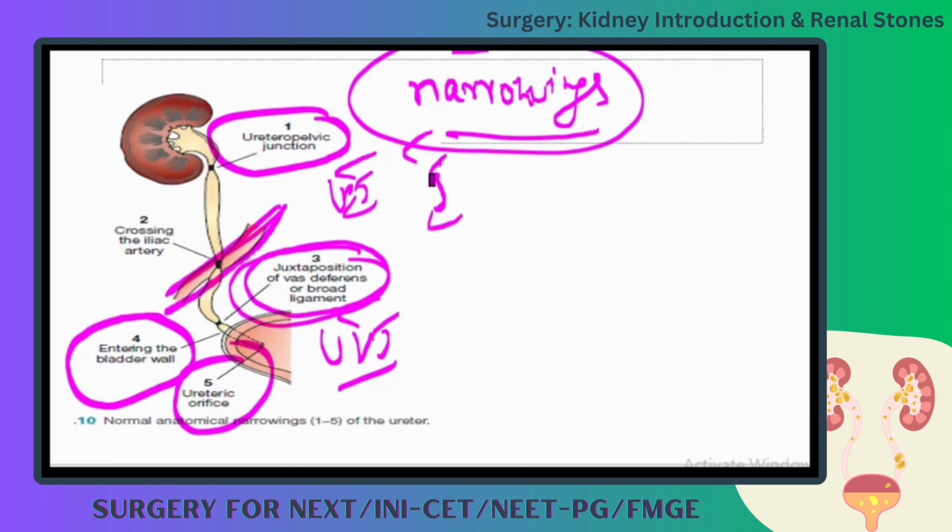Clear? One is ureteropelvic junction. One is crossing of artery. Other is crossing of vas. Other is entering the bladder. And other is ureteric orifice. Okay? You have to remember this. In image-based questions also, they may ask you.